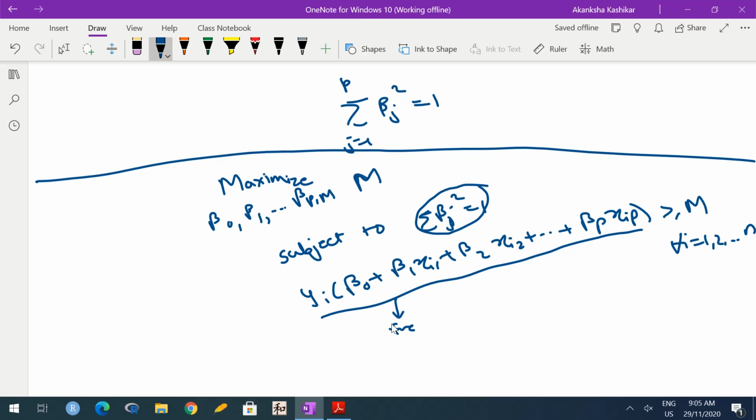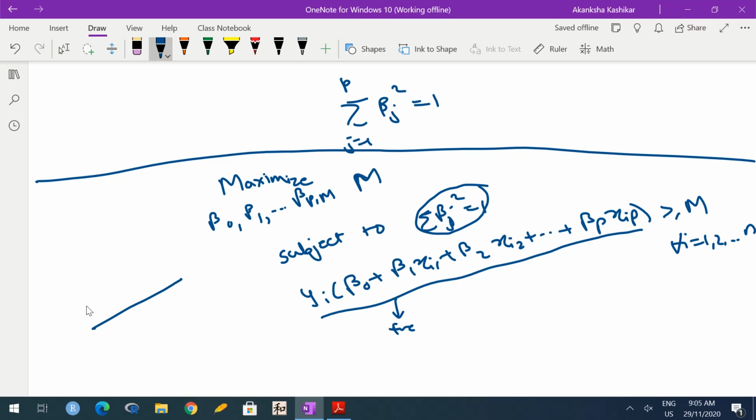We are expecting every observation to be on the correct side of the margin. So we want to make sure that every point is on the correct side of the decision boundary, and after making sure of that, we also want to make sure that it is not only on the correct side of the decision boundary, but also at a distance of at least m from the decision boundary.